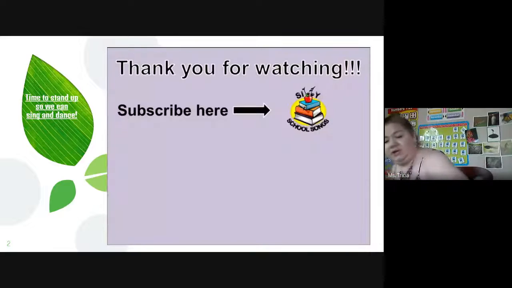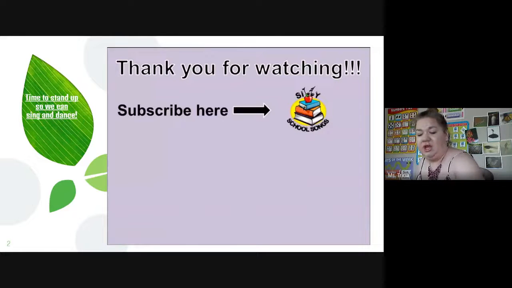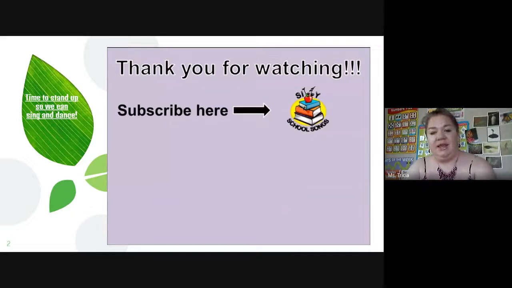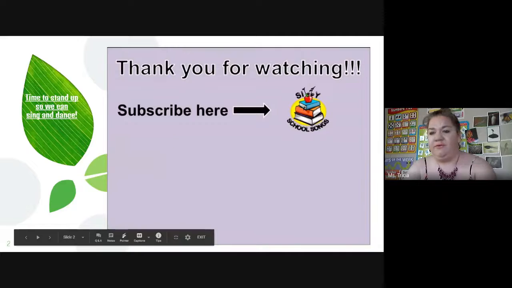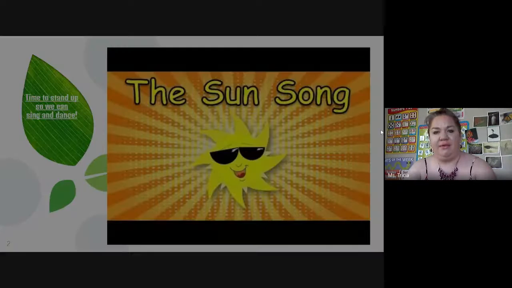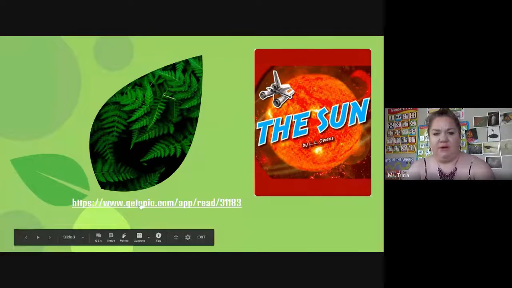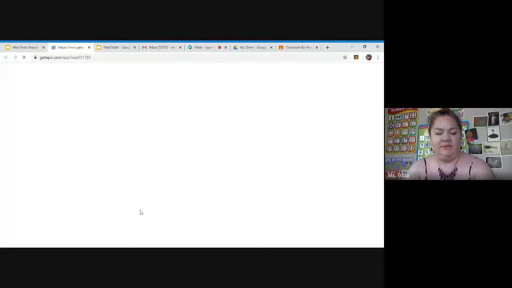There we go. So we learned some factual information. We learned that the sun melts our snow and it regulates our seasons. And even when it goes away, it is not fully gone away. We're going to learn about where it goes this afternoon for math. So here's our book. It's called The Sun. We're going to go to getepic.com to look at it.